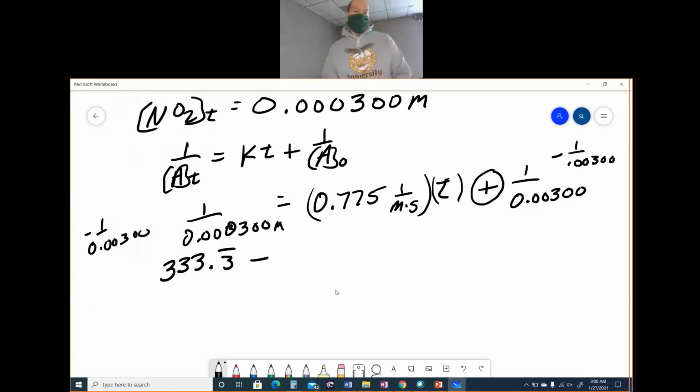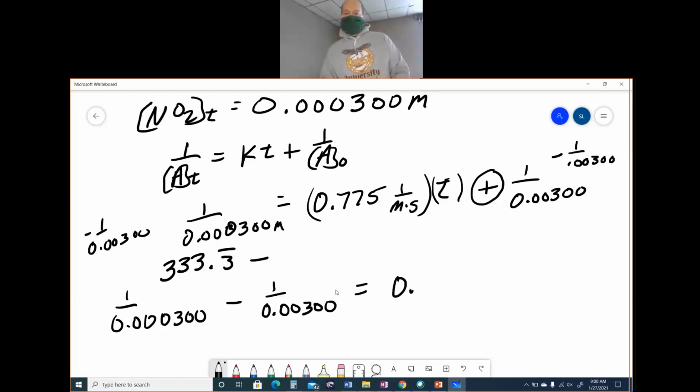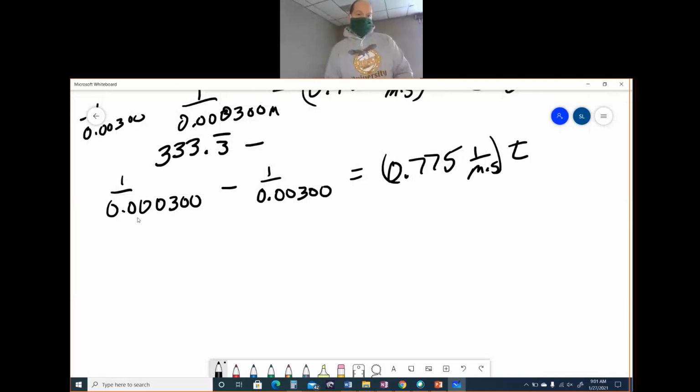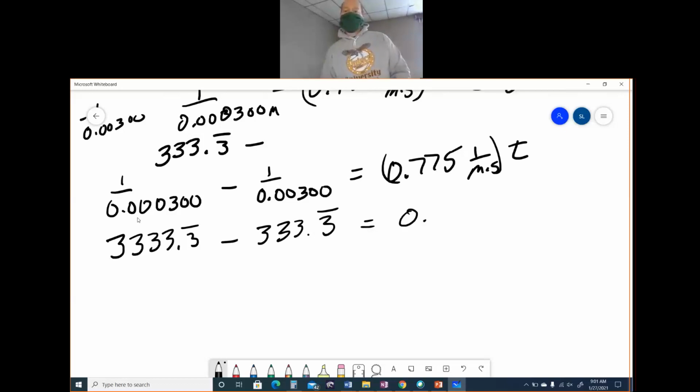All right, so we have our 1 over 0.000300 minus 1 over 0.00300, and that's equal to 0.775, 1 over molarity times seconds, and t. All right, so we have our numbers. For this one, it was on your calculator 3,333.3 repeating. This one on the calculator was 333.3 repeating, and that's equal to 0.775, 1 over molarity times second, and your t.